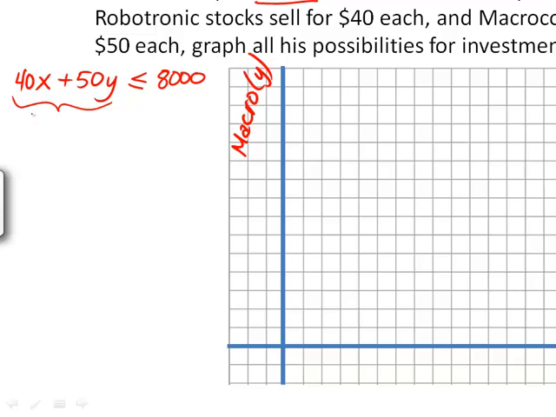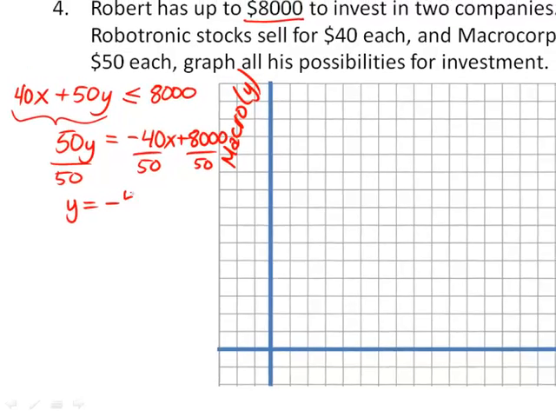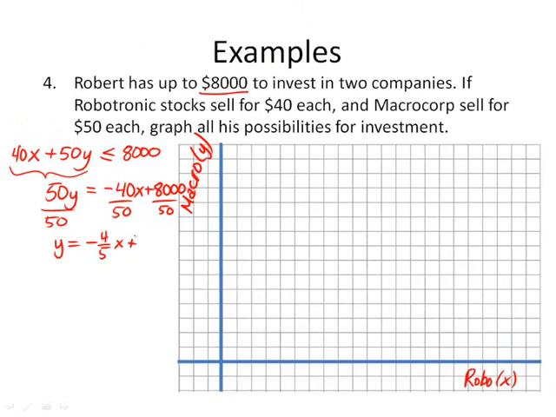All right, so let's move the 40x to the other side. We get 50y is, and I'm just going to do the equal sign here, negative 40x plus 8,000. And we want to divide everything by 50. And that gives us y equals negative, simplifies to 4/5 x plus $8,000 divided by 50 gives us 160.